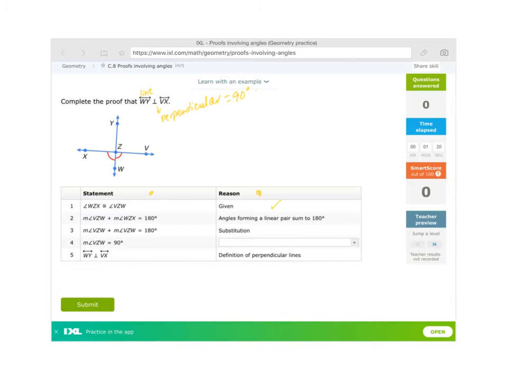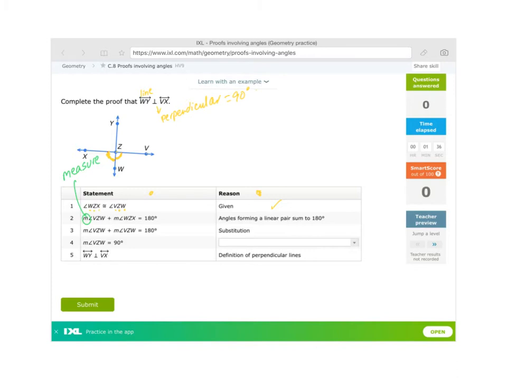Now we know M, the measure. This M is representing measure. Measure means what's the measurement or the value of angle VZW, which is right here, plus WZX is 180. Now that's the angles forming a linear pair sum to 180 degrees.